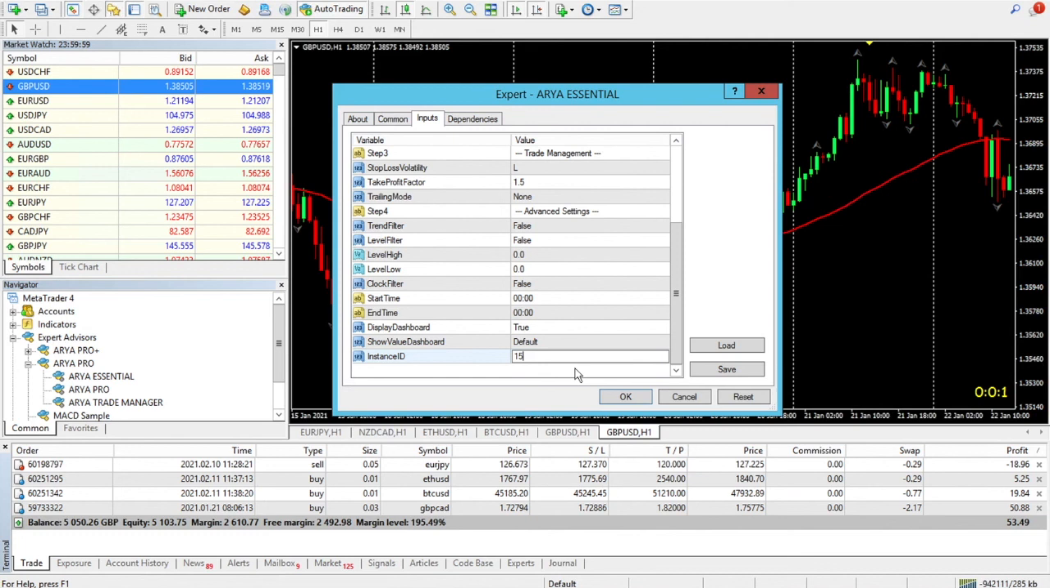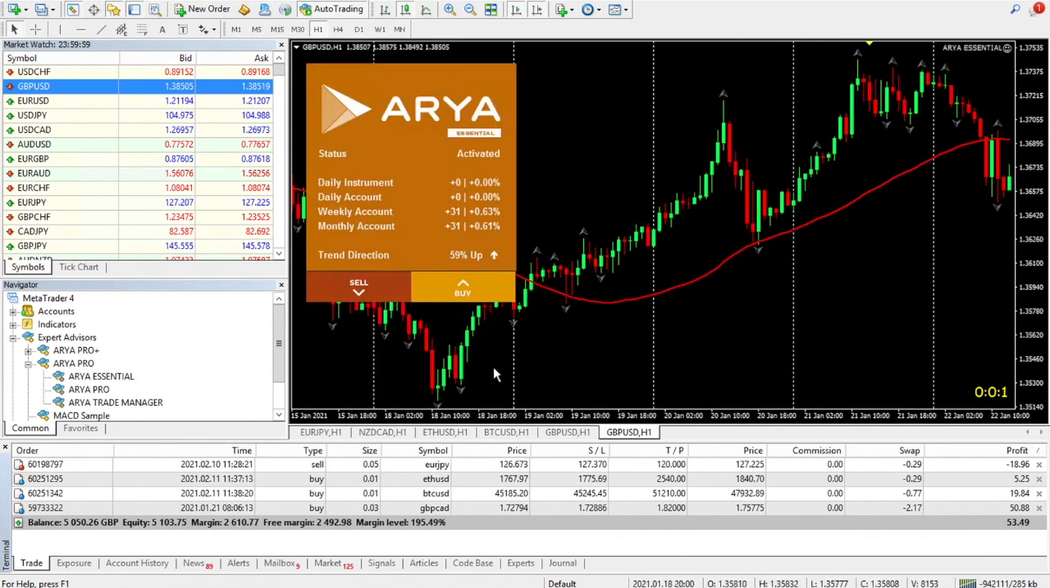Once the first trade is secured, Arya will automatically launch the second trade. If you'd like to start a third trade, open a third chart in exactly the same way on the same asset and repeat the process, and change the number in Instance ID to 16. However, you do need to note, you cannot input 17 or 42 into Instance ID. These codes are used for Arya Trade Manager and Arya Pro respectively. Once you've defined all of your settings, click OK. Now it's a case of simply defining the trade direction and clicking on Sell or Buy.